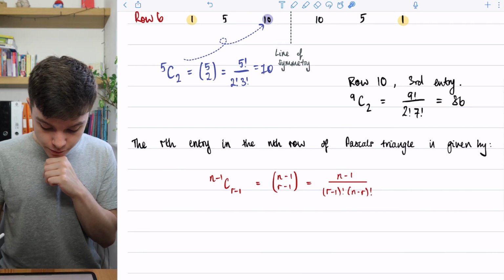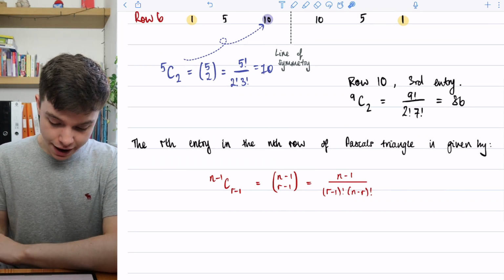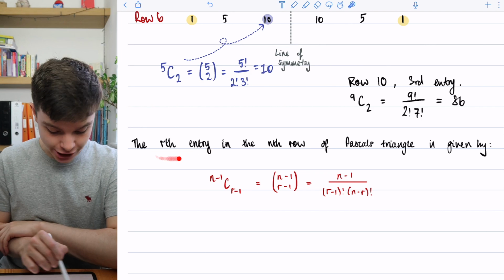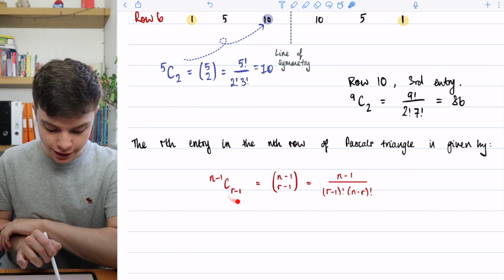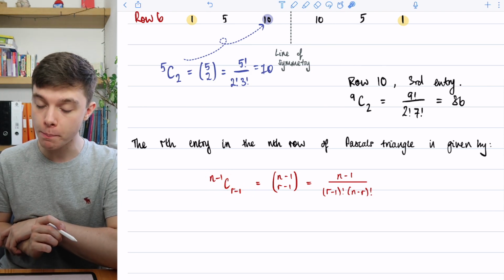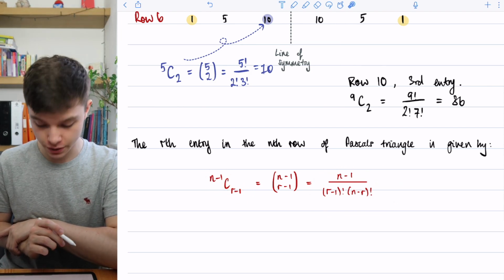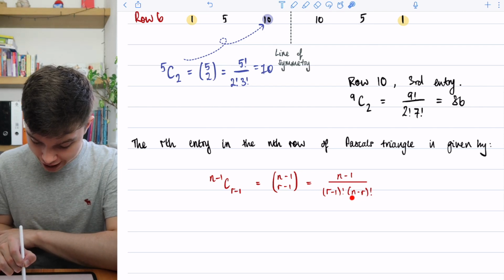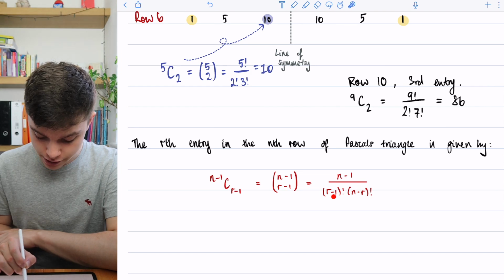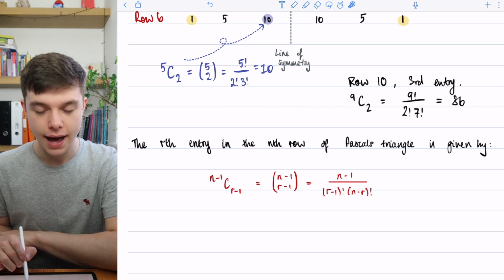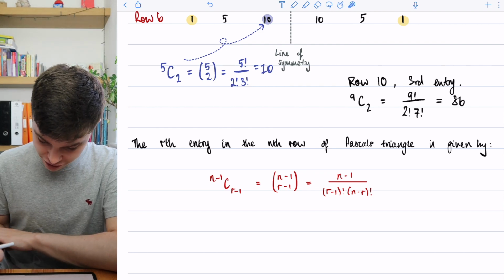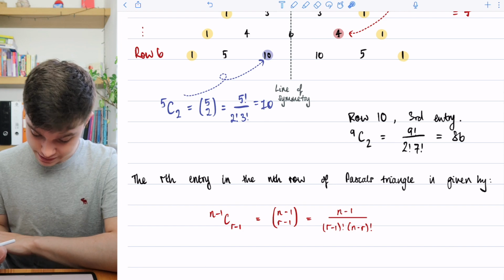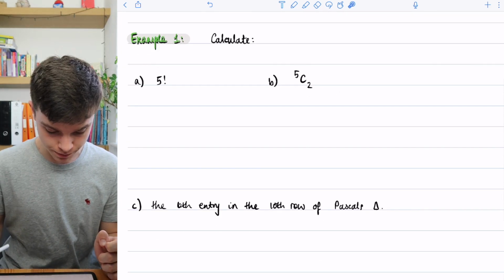Okay. So yeah, I've summarised it here basically. If you're trying to work out the rth entry in the nth row of Pascal's triangle, you just subtract 1 from the numbers you're using in your combination and do it like that. Now, if you look here, I've got n minus r here because you've got n minus 1 minus r minus 1. So the minus 1's cancel just to give you n minus r. Okay, so I think that is right. Yes, it is.